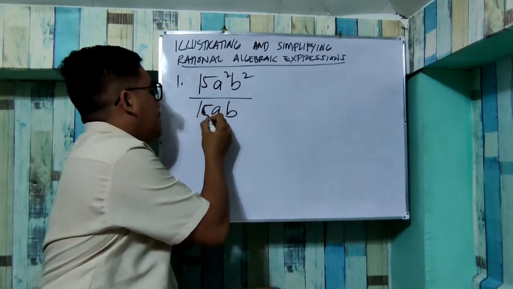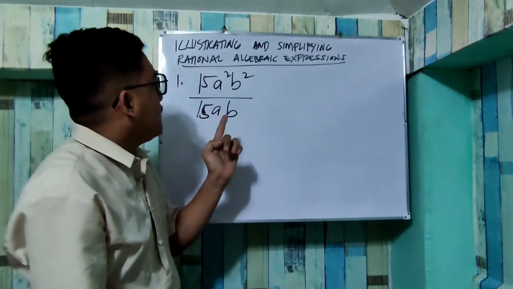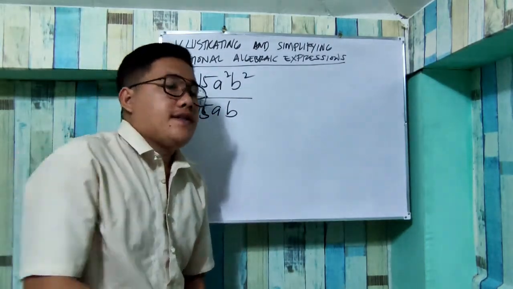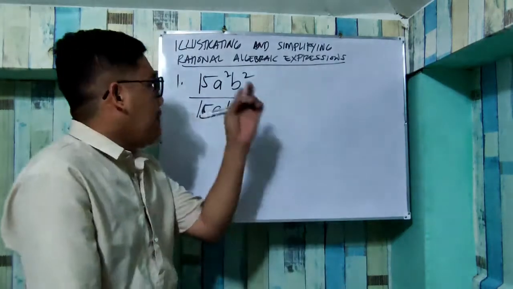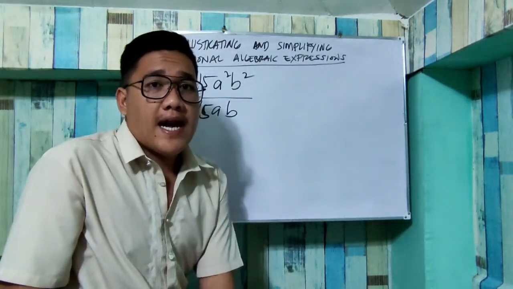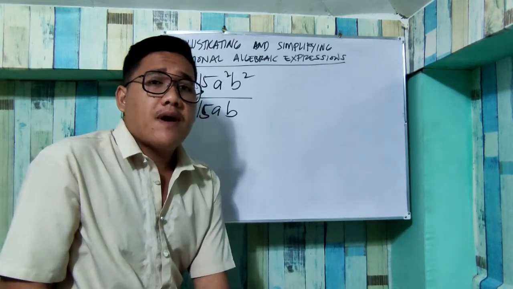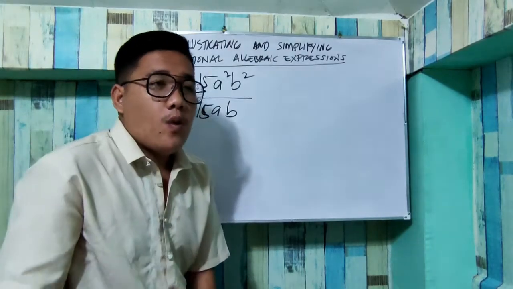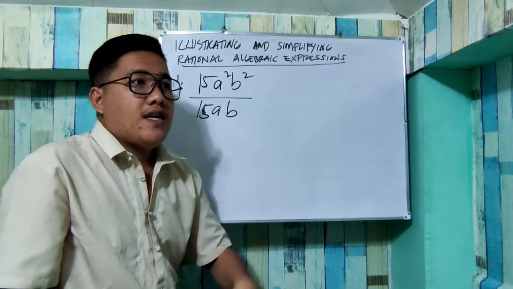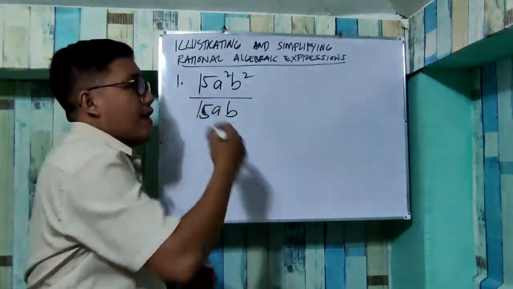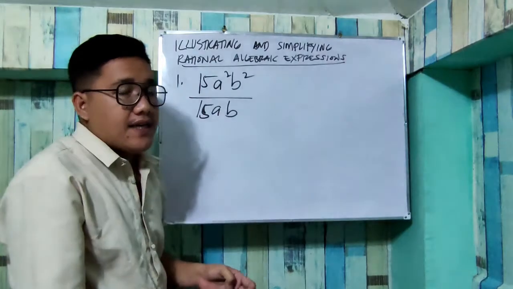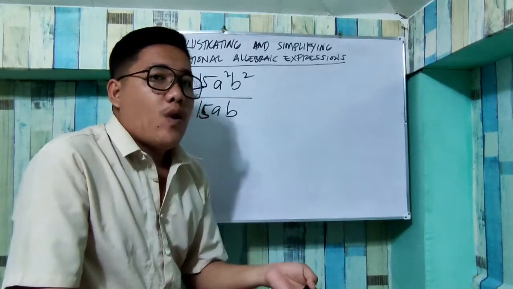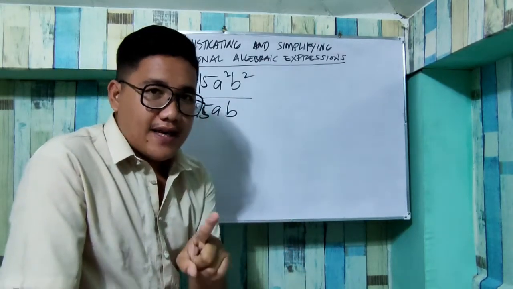over 15ab. Okay, so we have here 15a squared b squared over 15ab. So first thing to do, i-factor natin. Ang pinakamadaling gawin po ay prime factorization. Ibig sabihin, hanapin natin yung mga prime numbers na factor nung given. Pag sinabi natin prime, wala siyang ibang factor kundi 1 and the number itself. Anong mga prime factors ng 15? Pag hindi alam, factor 3. Kung hindi nyo pa rin alam, you can watch my first discussion in grade 8.